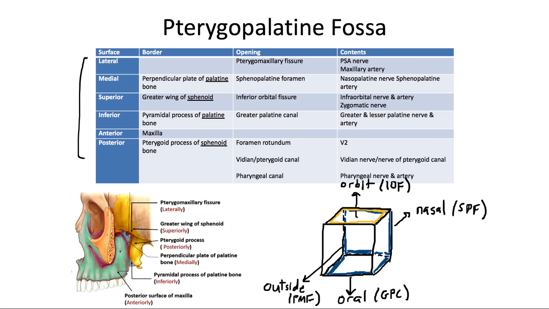The anterior border is the maxilla. This one's nice and easy because it doesn't have any openings. So we're just going to color that in green to match our maxilla bone over here.